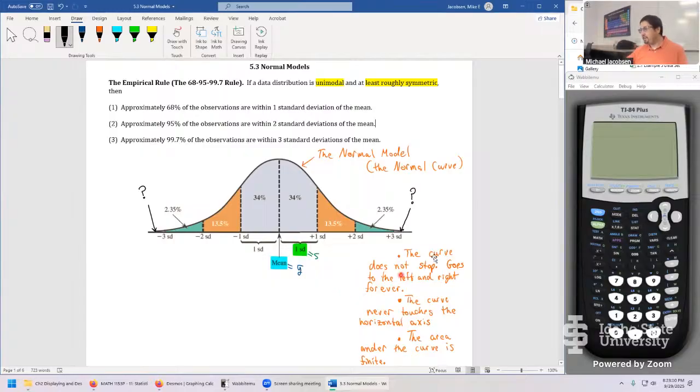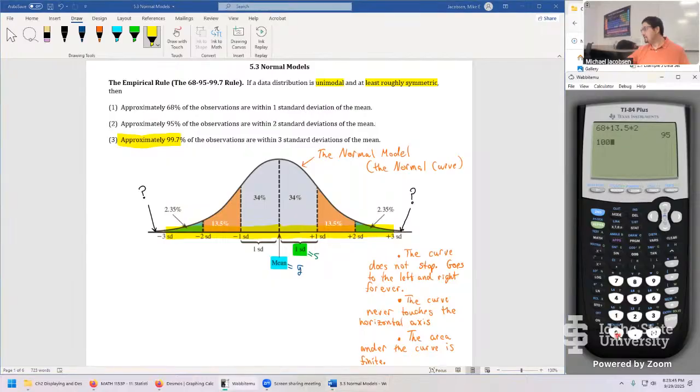Okay, so if we want to find out what's in the far right extent or the far left extent, we just want to use this part. 99.7% of all the observations are within 3 standard deviations. So that's following the yellow, all the way to this borderline, right where the 2.35% ends. Going to the left, that'd be all the way to this borderline, right where this 2.35% ends on the left.